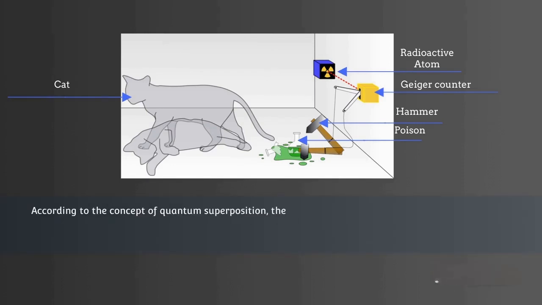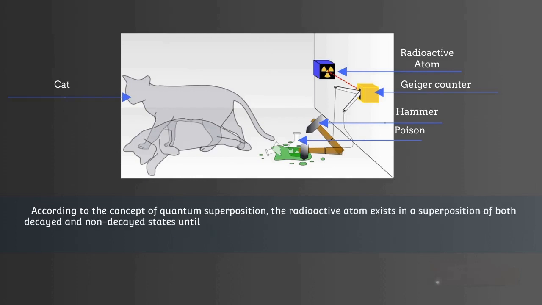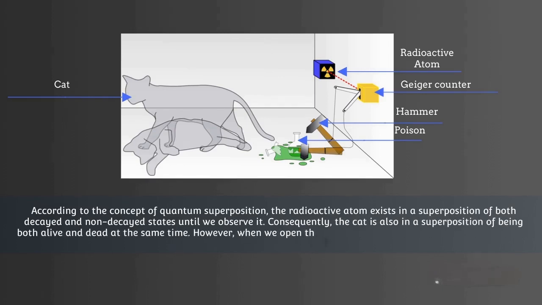Now, according to the concept of quantum superposition, the radioactive atom exists in a superposition of both decayed and non-decayed states until we observe it. Consequently, the cat is also in a superposition of being both alive and dead at the same time. However, when we open the box to observe the cat, it collapses into either a living or dead state.